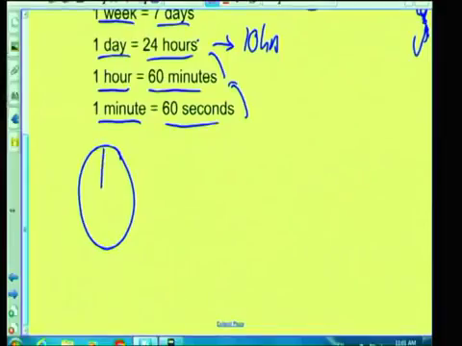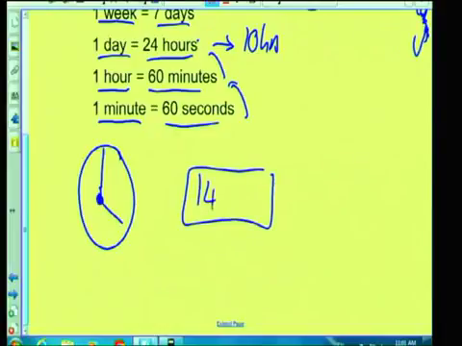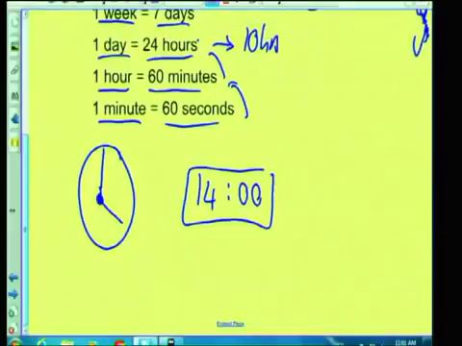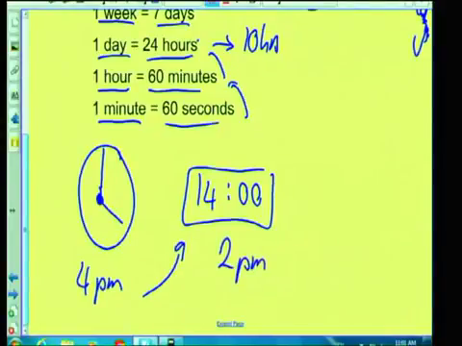You might have an old-fashioned analog clock that measures something like that, but you could also have a digital clock that could say something like that. You need to make sure that you follow both and, if this was 4 p.m., be able to convert between those 2. This one is going up in units of 10. It's gone past the 12, so it would actually be 2 p.m.